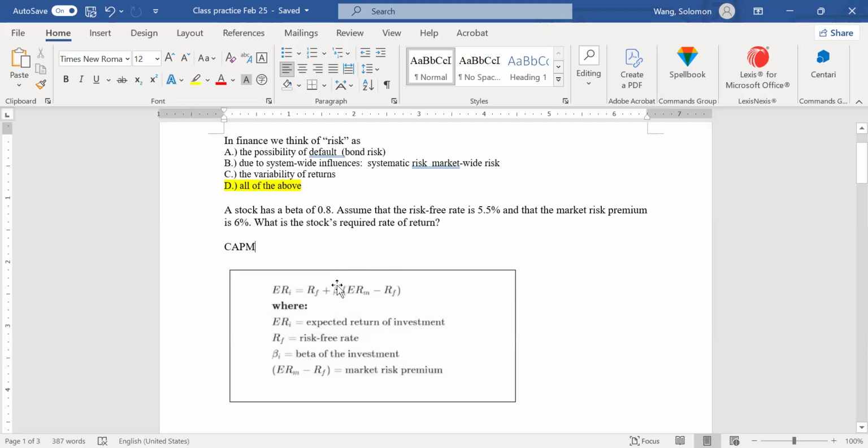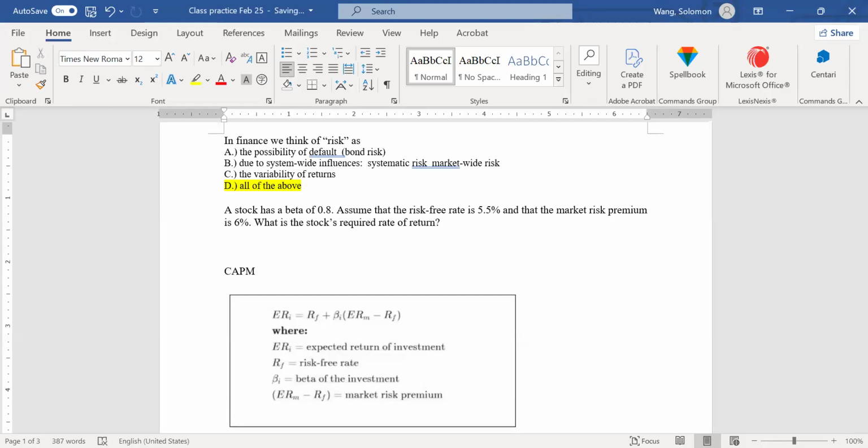And each stock has its correlation with the market. For example, right here, you have a stock with a beta of 0.8. Let's say a lot of financial companies have a lower beta, I mean, beta lower than 1. And then the risk-free rate is 5.5%. The market risk premium is 6%. So what is the stock's required return? You should use 5.5% plus the beta of 0.8 times the 6%.